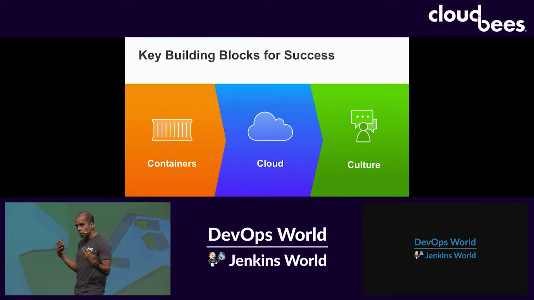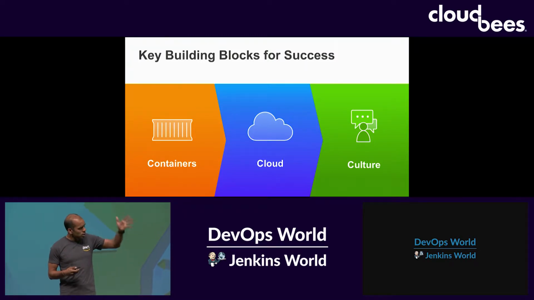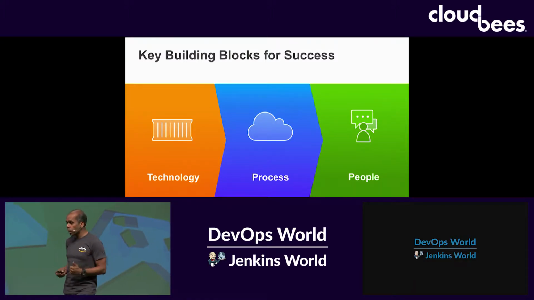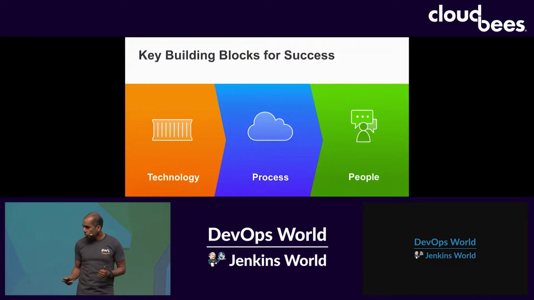In terms of culture, what you really mean is how are you organized? What does your team structure look like? Now, as you think about these building blocks, containers, cloud, and culture, you think, how does that map to the resources that already exist within my organization? Well, not very surprisingly, they map very well to people, process, and technology. They really align very well over there. So let's talk about each one of these and learn a bit more.